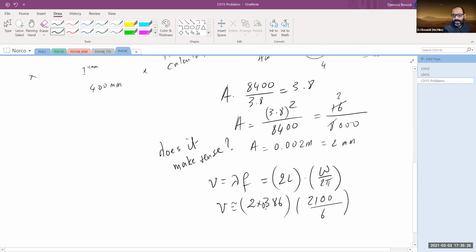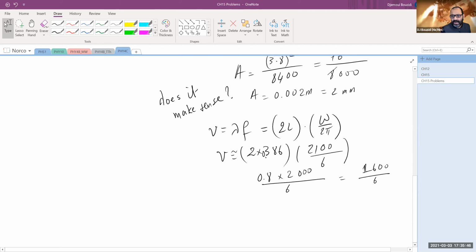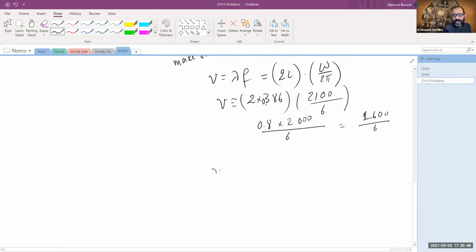Okay, so 2 times 0.8 times 2000 divided by 6. 2 times 0.8 is about 1.6, and this is 1600 actually, divided by 6. So again, I'm just getting an estimate here, an order of magnitude. I'm not doing the actual calculations, you are. So V in this case is going to be 1600 divided by 6, which is about what?